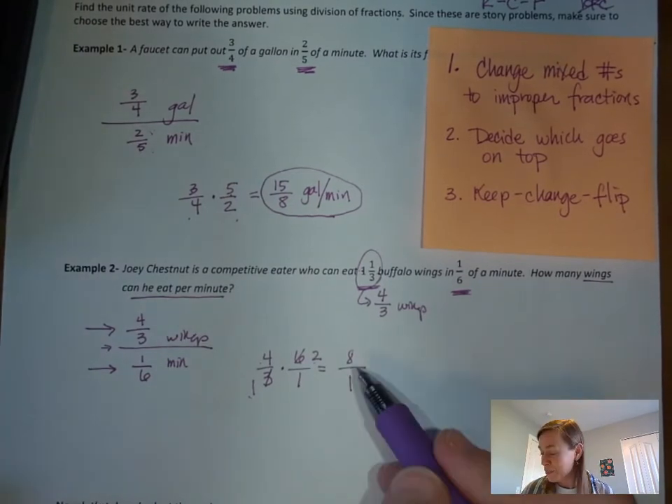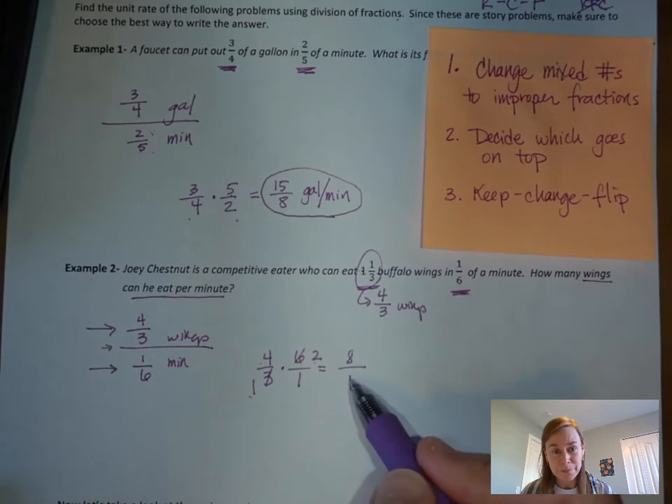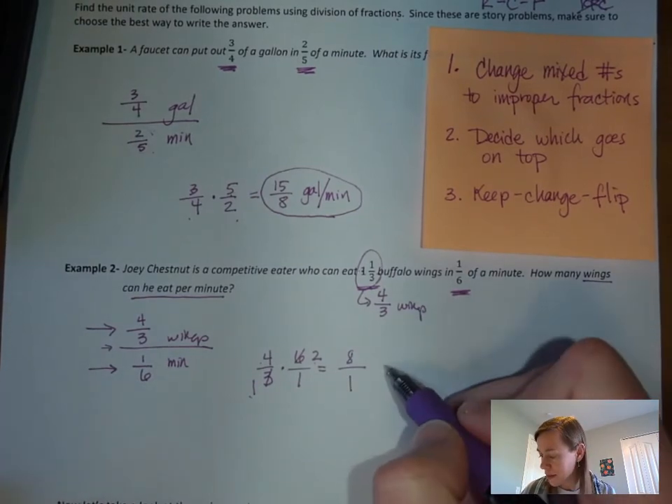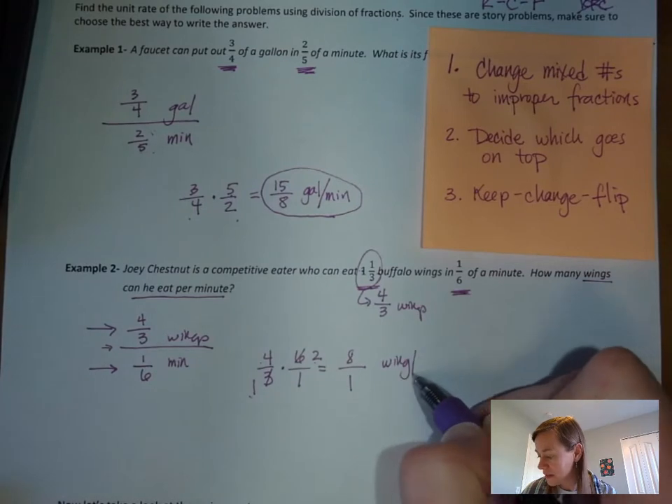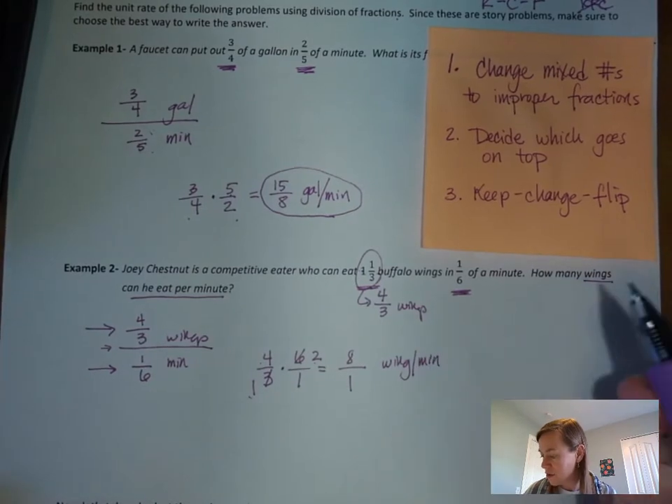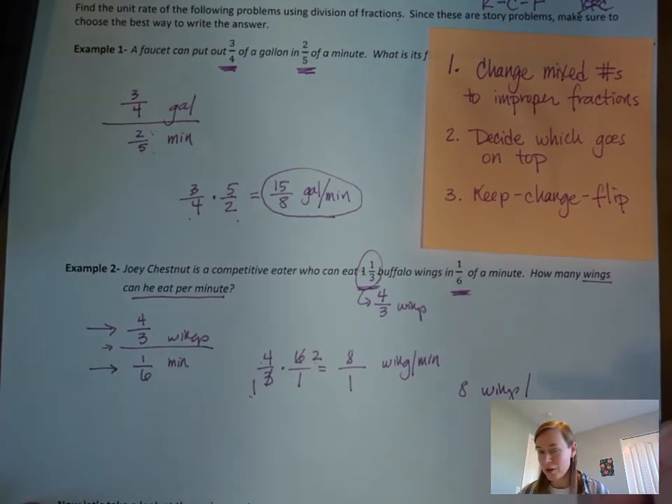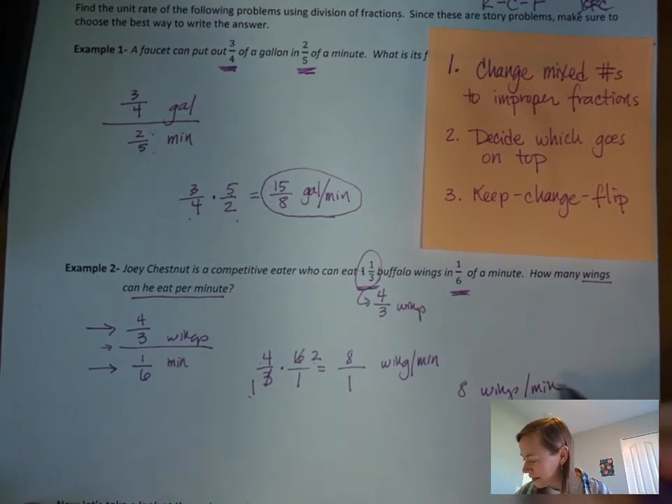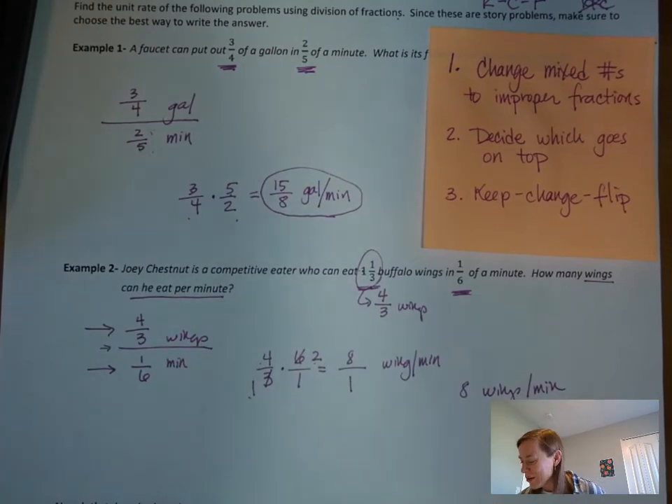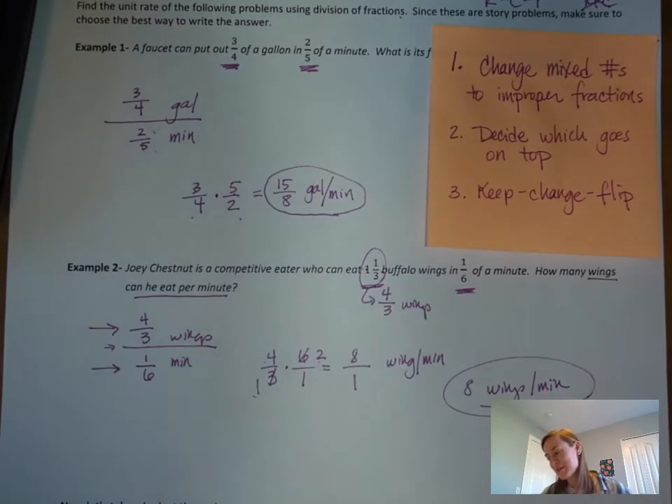Maybe. But our answer here is 8/1, and that is going to represent how many wings per minute he can eat. You could also write 8 wings per minute. I mean, that's how we talk, right? How many wings can you eat per minute? Oh, I can eat 8/1. It just doesn't make sense, does it? All right. So that's your answer: 8 wings per minute. And now let's just take a look at 1 or 2 problems on the assignment.